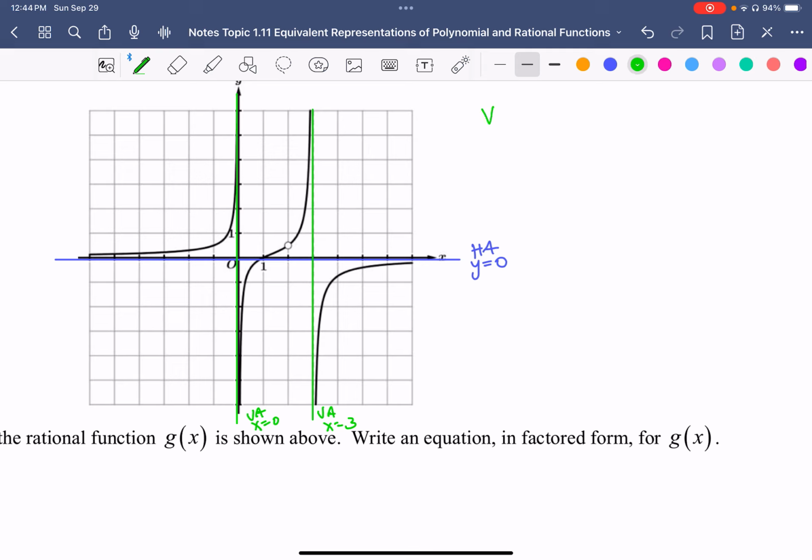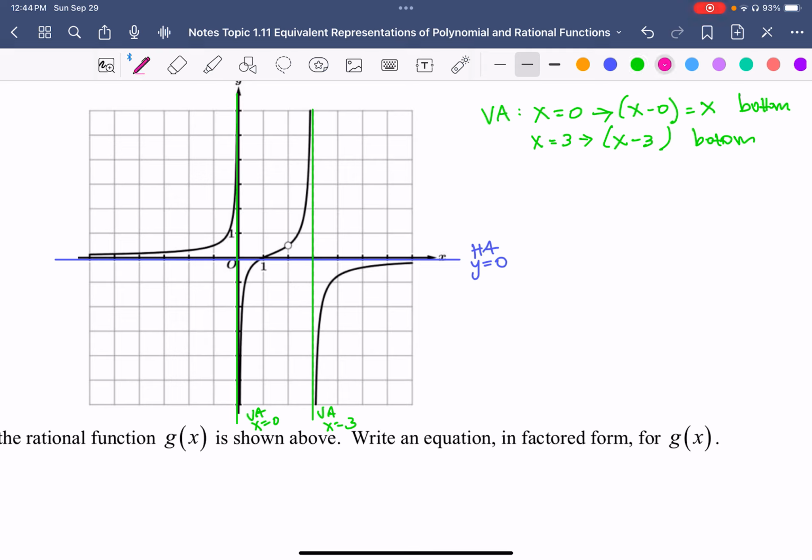Let's see, so for the vertical asymptotes, I have one at x equals 0. So the factor for that would be x minus 0 or something, which is just x. You don't need to put x minus 0 or x plus 0, and the x needs to be on the bottom. We also have a VA at x equals 3. The factor would be x minus 3, and this would also be at the bottom.